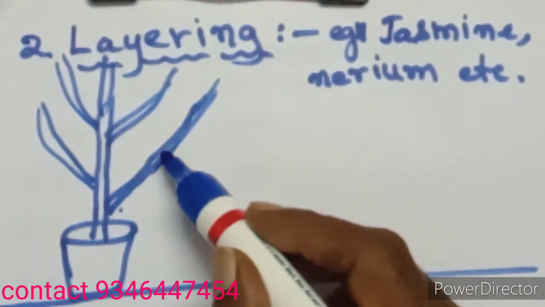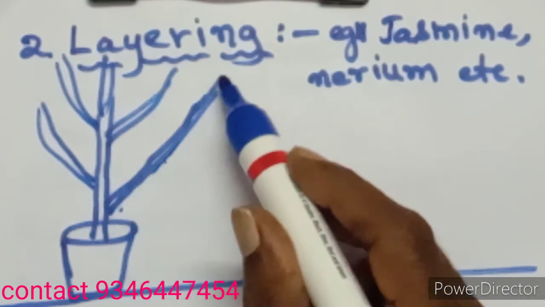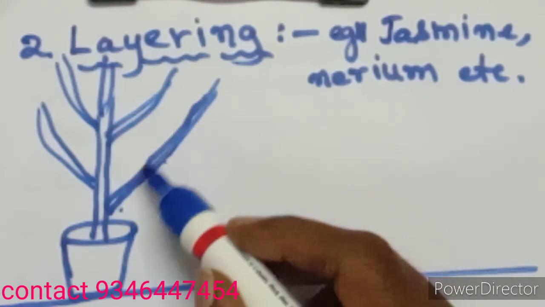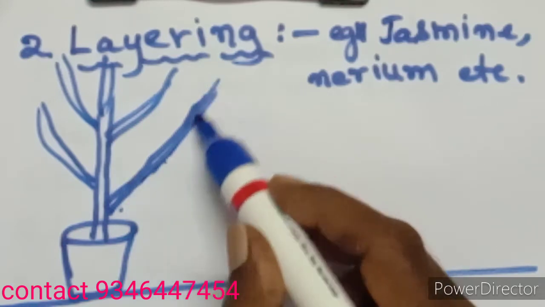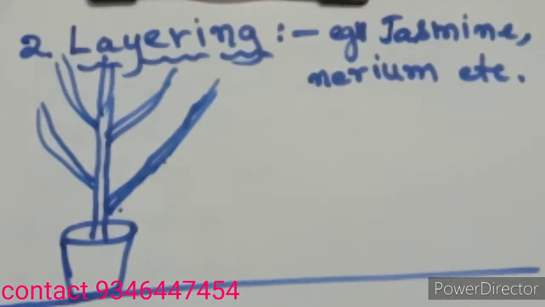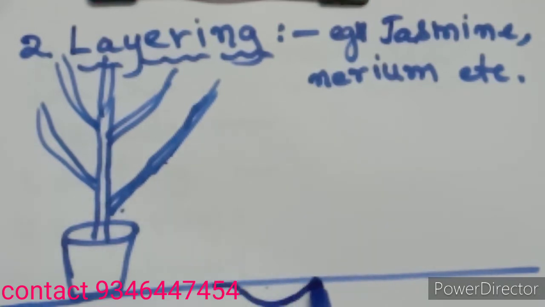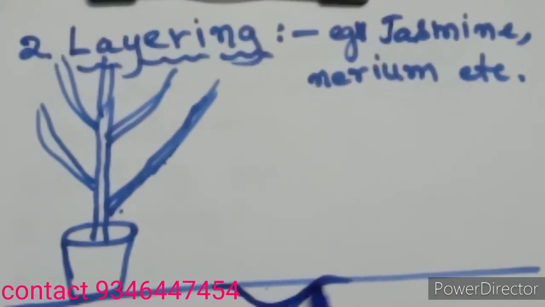After selecting one branch, all the leaves are to be removed. Even if flowers are there, flowers are also removed, everything is removed. Later, just near this part in the ground, one small pit is created by removing the soil. In this pit, water is poured.